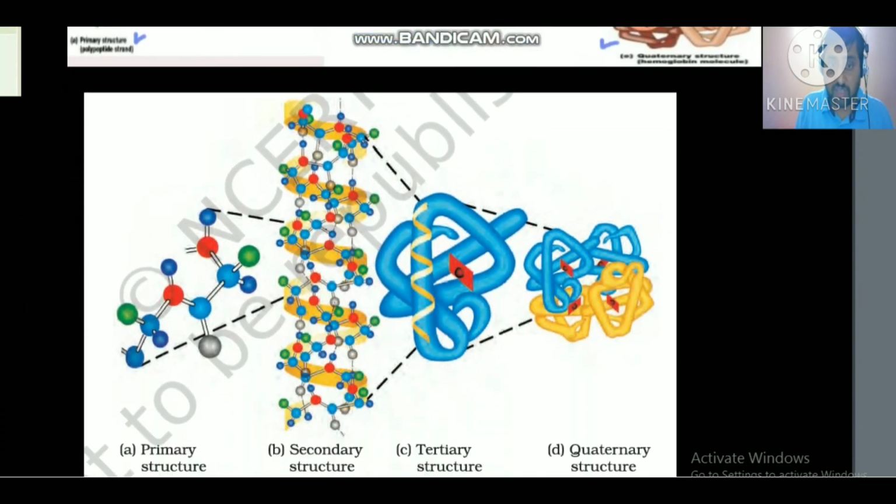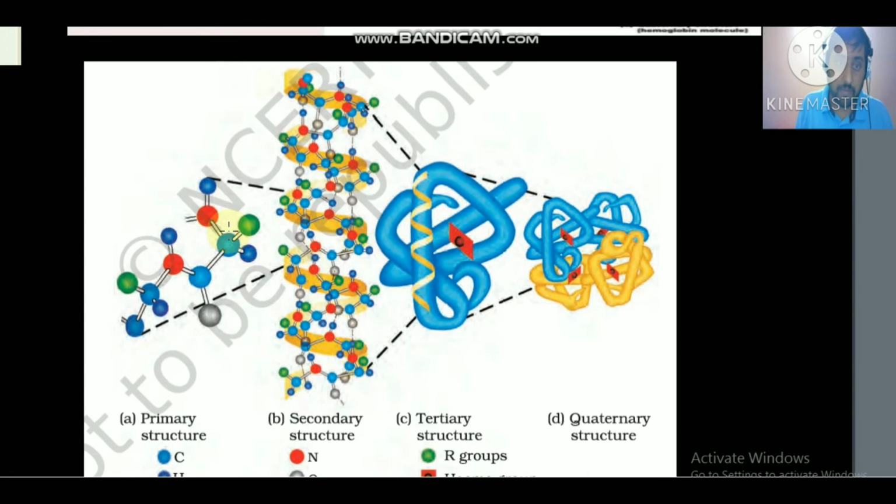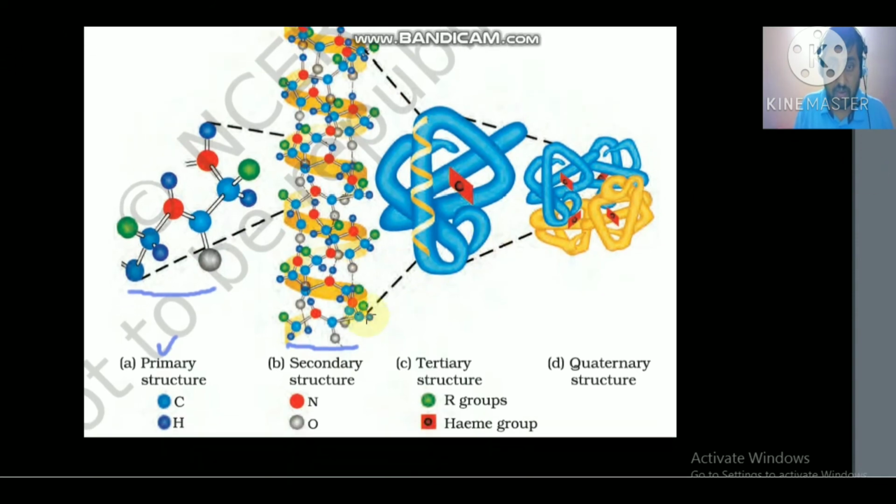Here you can see another example, the primary structure here, then this is the secondary structure. This is actually the α-helical structure, and then further coiling leads to the tertiary structure, and here it is the quaternary structure. Okay.